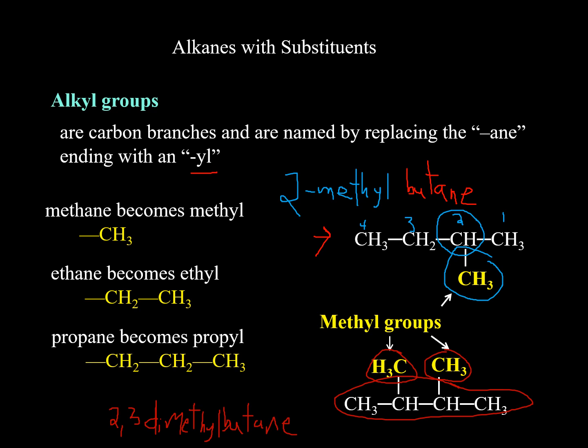So let's go through the whole naming. Ane, because the longest chain is single bonds. But, because the longest chain has four carbons. Yl, there are some branches. Those branches are made up of one carbon, so meth. There are two of them, di, and they live on carbon 2 and 3.